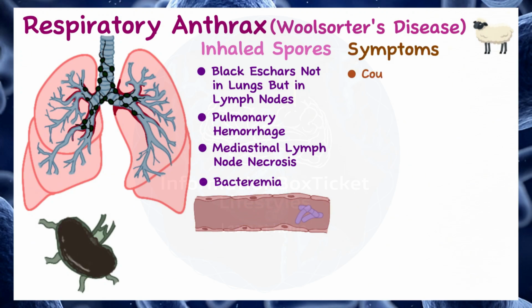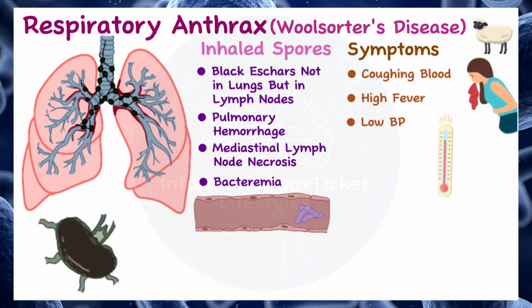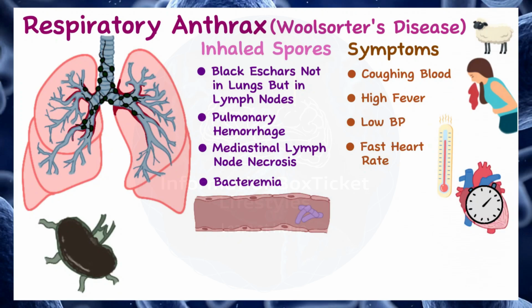Symptoms include coughing up bright red blood, high fevers, low blood pressure, and a rapid heart rate. Unfortunately, respiratory anthrax is associated with the highest mortality rate among the forms of anthrax.